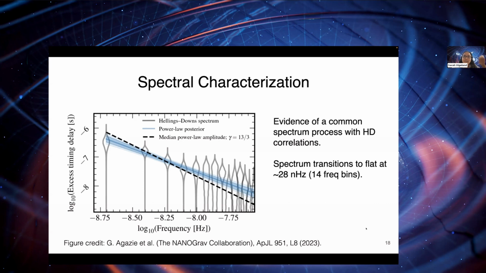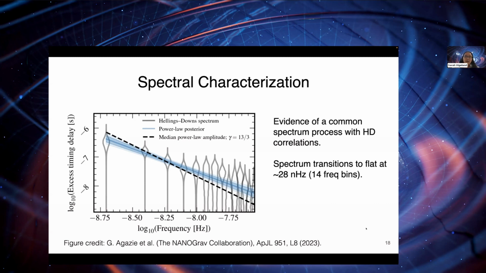Each one of these violins is the posterior on the amplitude, those amplitude coefficients that I showed earlier when I had my little equation, the posteriors that you get on those from a Bayesian analysis. And there's no assumption that there's any kind of relationship between those amplitude coefficients.